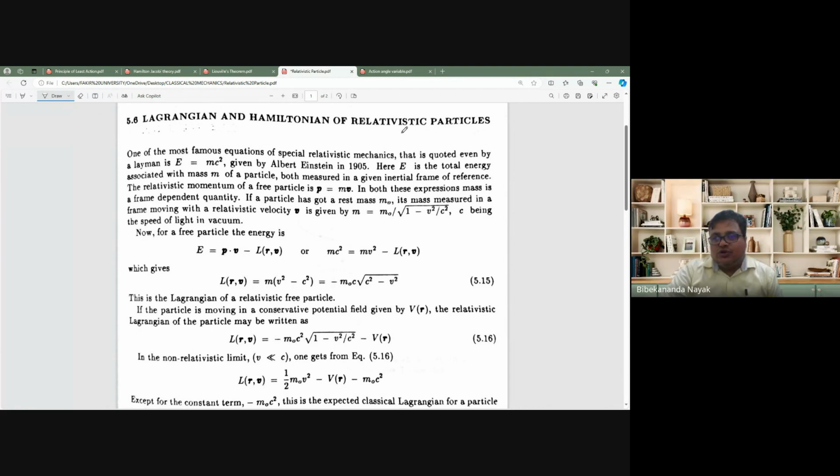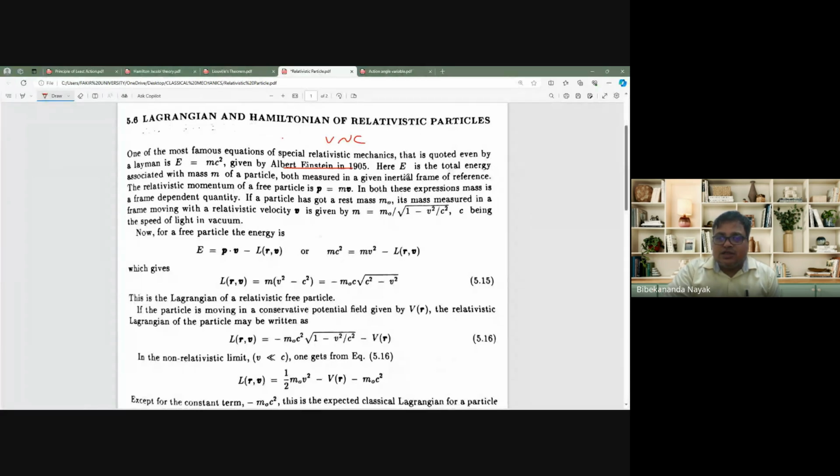As you all know, the special theory of relativity was first given by Albert Einstein in 1905. If a particle is moving with a velocity comparable to the speed of light, we consider it a relativistic particle. And here we want to find the Lagrangian and then the Hamiltonian for a relativistic particle.